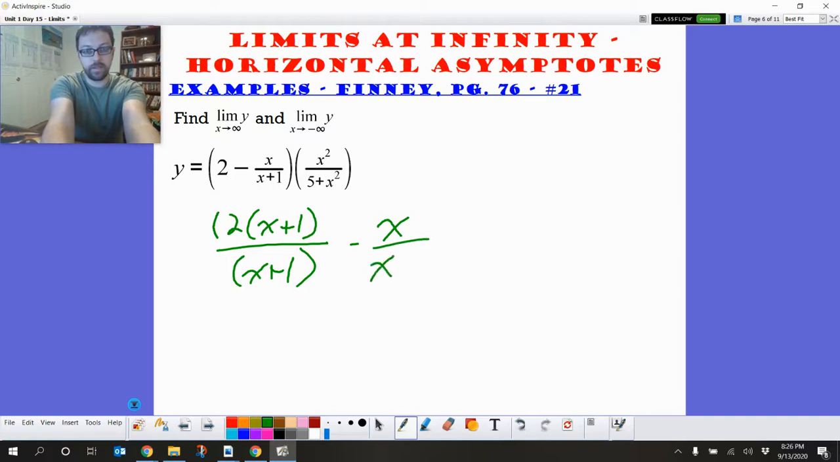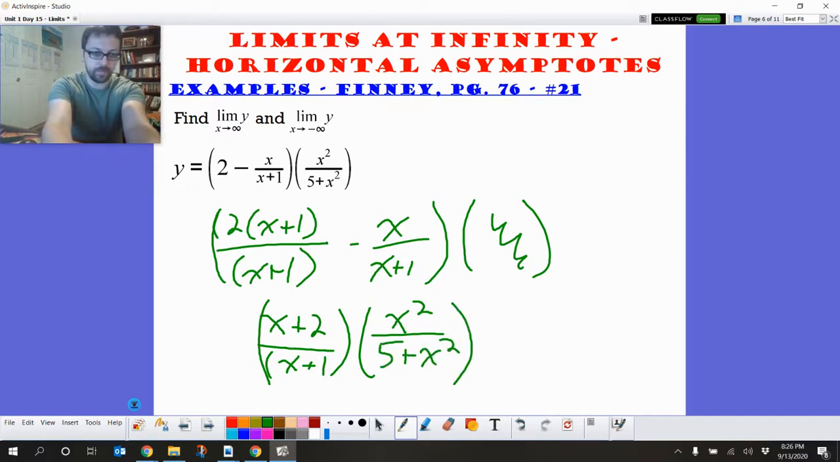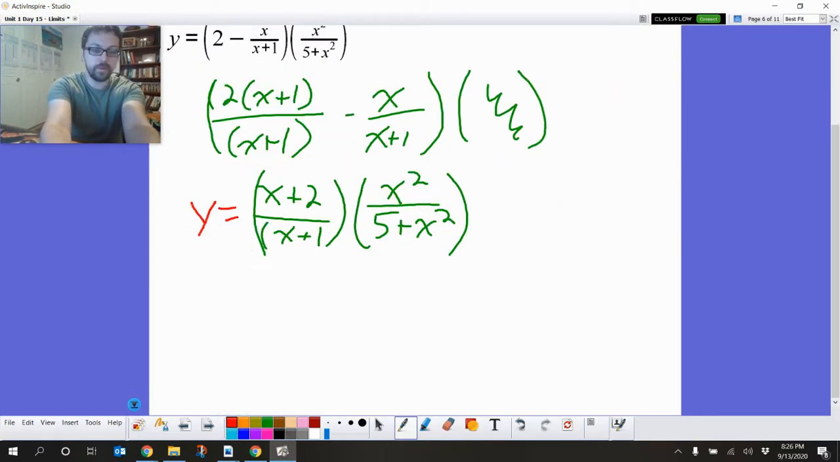Minus everything else. And this other part I'm just going to leave alone. So we get 2x plus 1 minus x. So 2x minus an x, that's x plus 2 over x plus 1. And we still have our x squared and our 5 plus x squared. So this is still y.